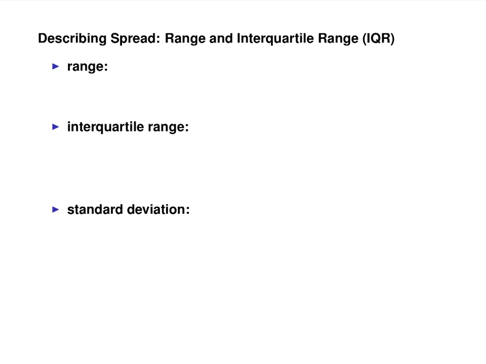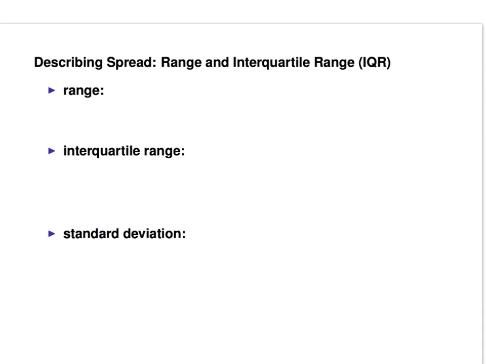So here we go, describing spread, something called the interquartile range. I know I rushed through this a little bit, so let me do a bit of review of what we talked about last time. We had these numbers: the min, quartile 1, the median, quartile 3, and then the max.